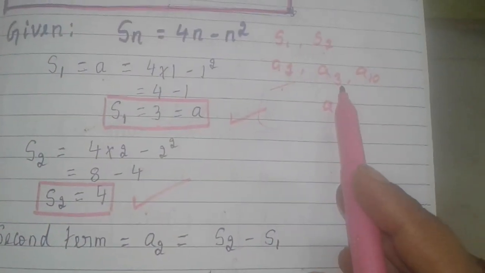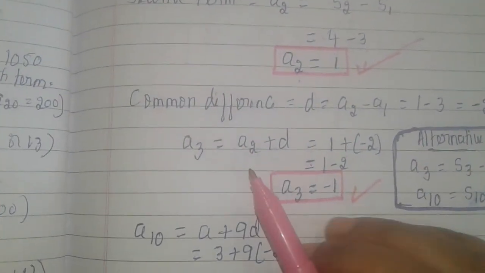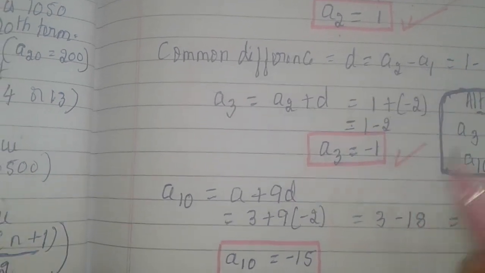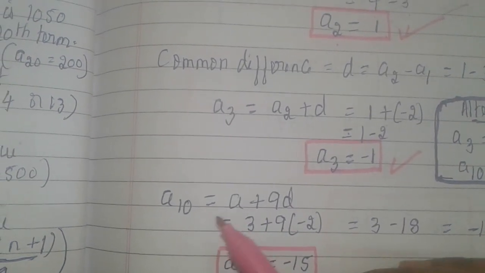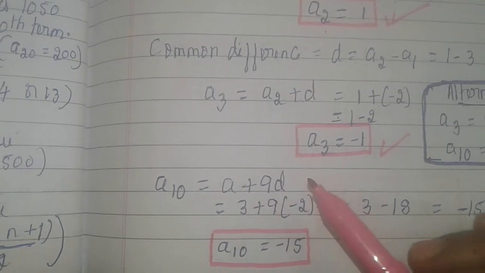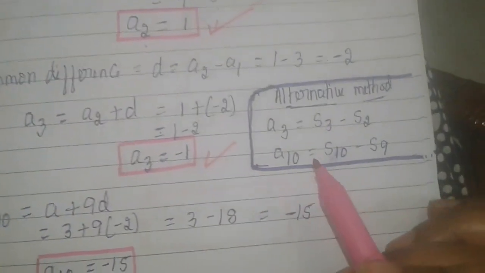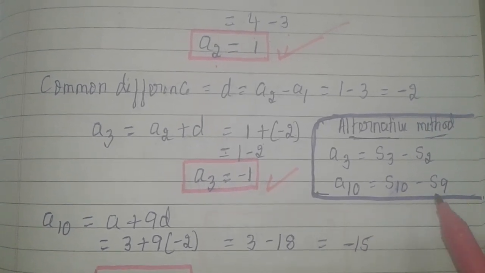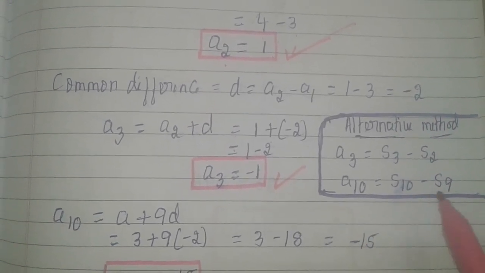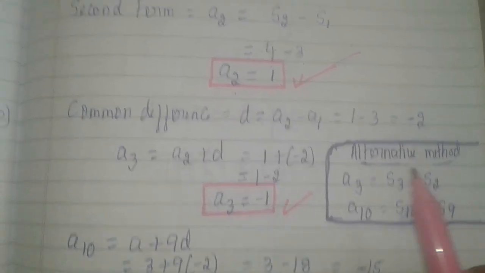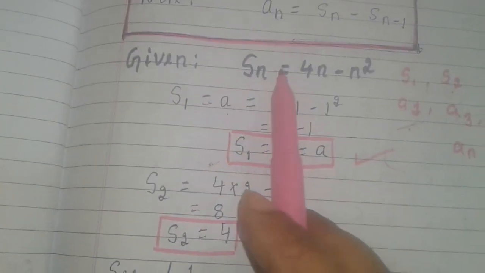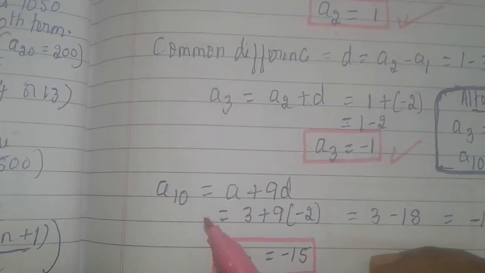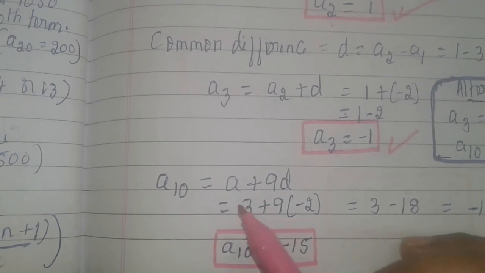Now I have to find A10. So I cannot write here A10 as A9 plus D because I don't know A9. So let me go with another formula. A10 can also be written as A plus 9D. In one more method, how will you find? A10 equals S10 minus S9. So this method also you can use, but this is very lengthy. You have to find S10 and S9 and then subtract. So instead of that, we can go with this. A10 equals A plus 9D.